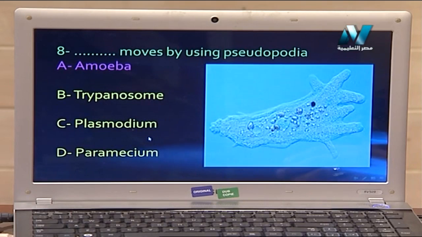Let's talk about amoeba. Amoeba, a protozoa living organism. Unicellular, that means its body contains one cell, containing a nucleus, food vacuoles and contractile vacuoles. The type of locomotion here is pseudopodia. Pseudopodia here are parts of the protoplasm.